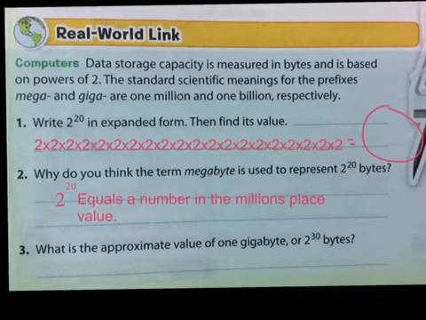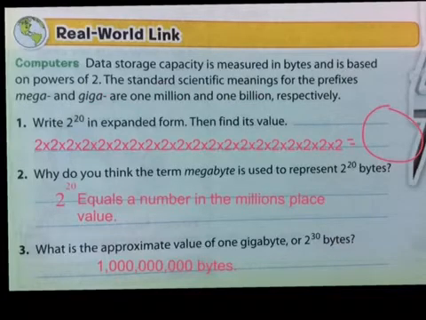2 to the power of 20 equals a number in the millions place value. And question 3. What is the approximate value of 1 gigabyte? Remember, we have megabytes and gigabytes. Megabyte, million, okay? And gigabyte, billion. So what is the approximate value of a gigabyte? 2 to the power of 30? Well, you've already been told. 1 billion. There it is. Okay, so go ahead and copy that down. We were told here that giga is 1 billion, so there it is.